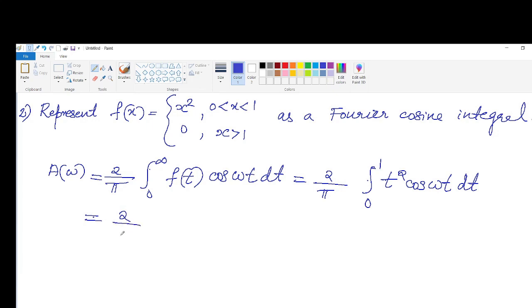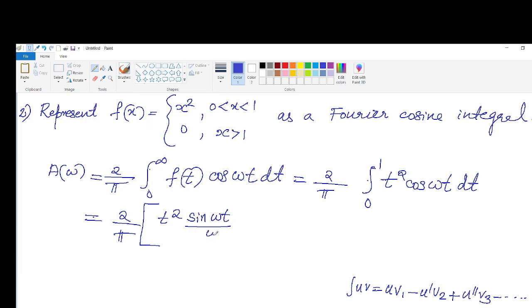Now this is equal to 2/π. Now we can apply integration by parts, using the formula ∫uv = u v1 − u' v2 + u'' v3 − etc. Here the first function is t². Now the integral of cos is sin ωt divided by ω.